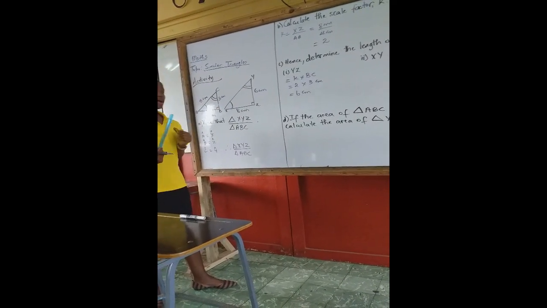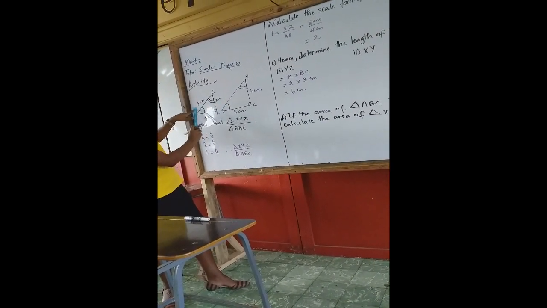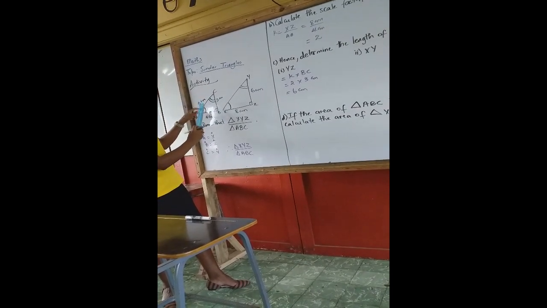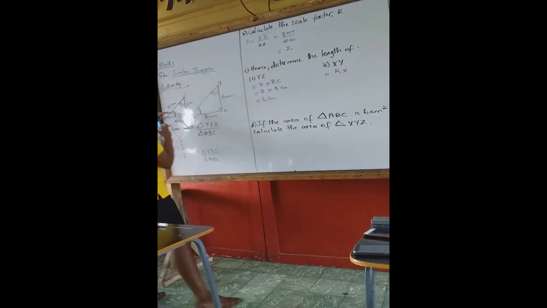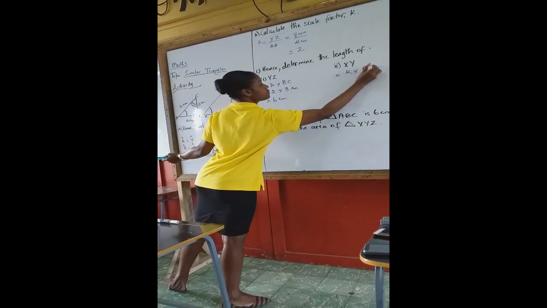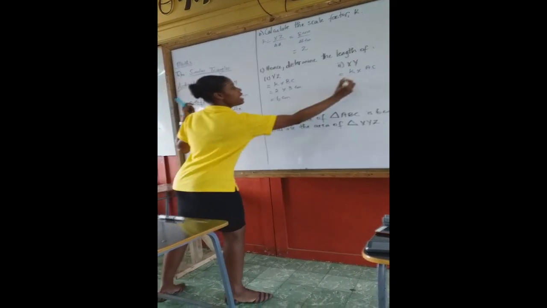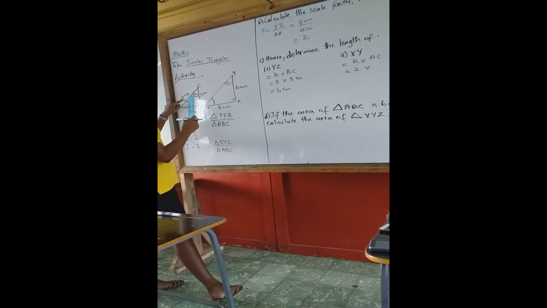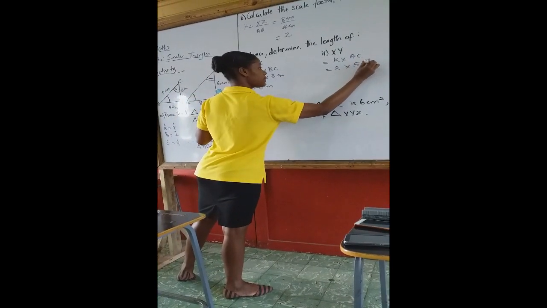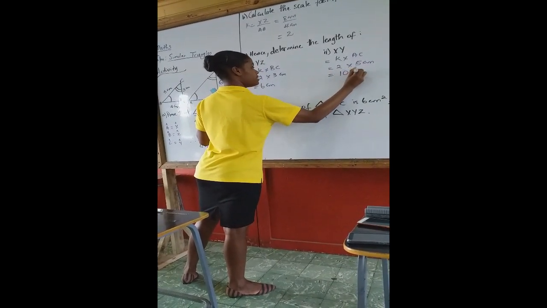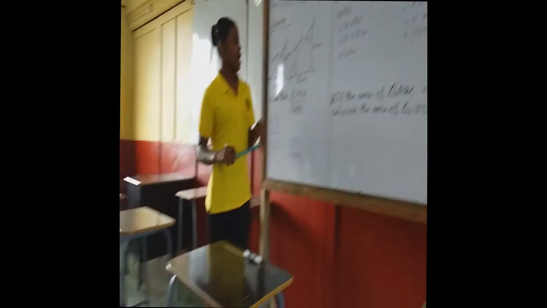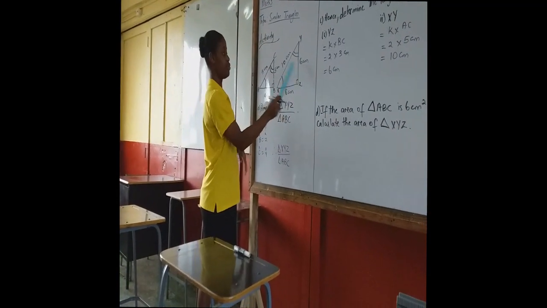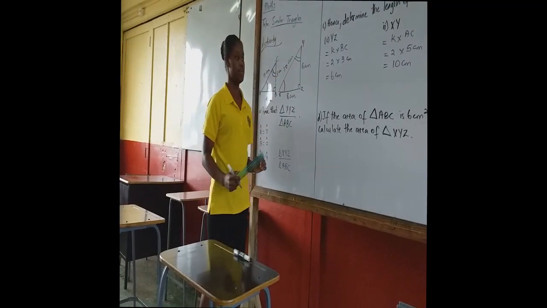Next, we're asked to find the length of side XY. Now, which side does XY correspond with in triangle ABC? That is side AC. So again, we're going to use the scale factor K multiplied by AC. That's going to be 2 multiplied by the length of AC, which is 5 centimeters. And we get 10 centimeters. Let me just put that in. Now you've noticed that we have found the 2 missing sides of triangle XYZ.